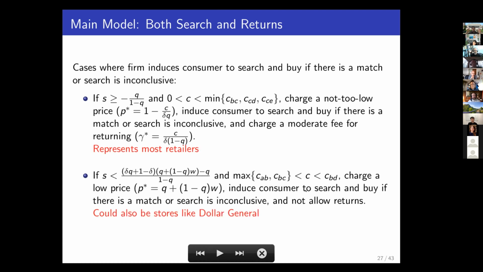So previously the Dollar General case was that you buy if you don't search and you still buy. But here it's just extending that to say that you search, it could be inconclusive, but you still buy because the price is pretty low and there are no returns allowed, and you know that up front, but you still buy. So I mean, I've given you a lot of different results.